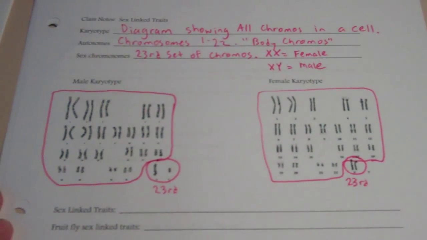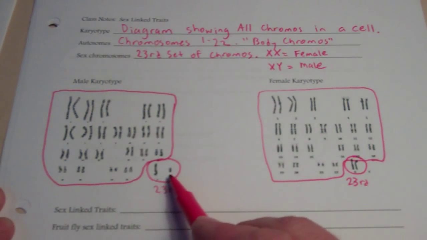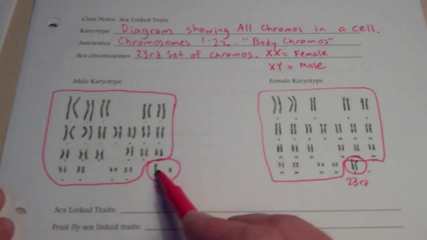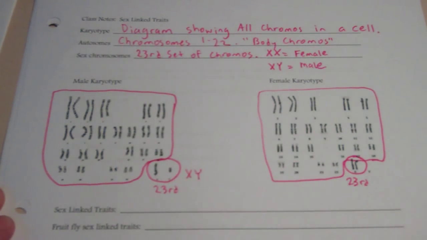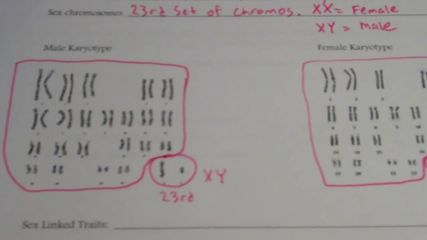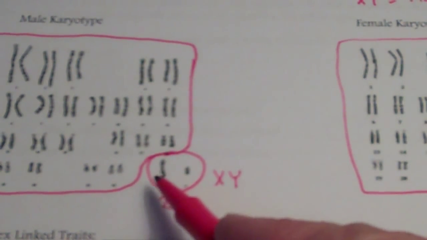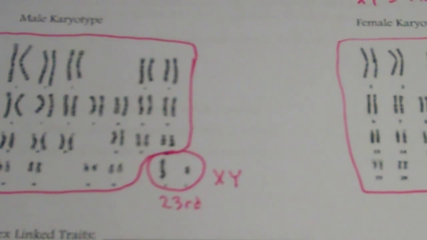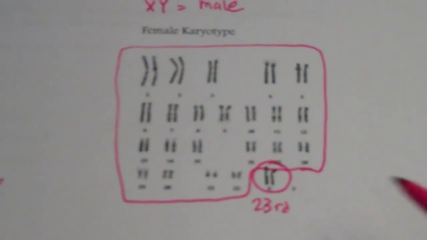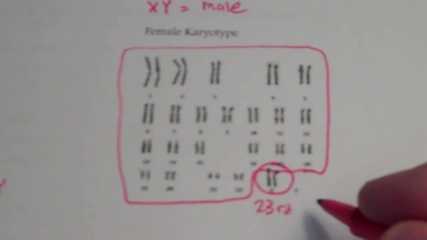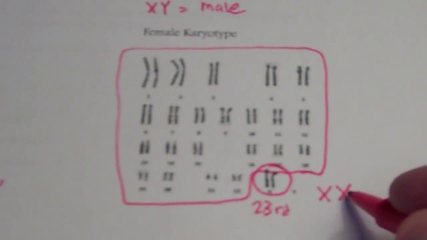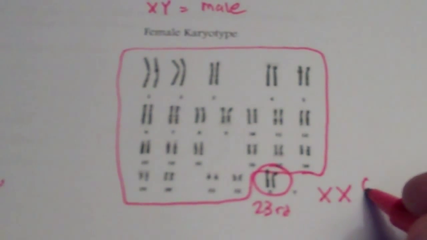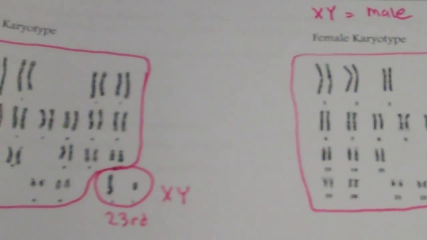Okay? So if you look at this, this is an X and a Y. They do not match. A large and a small means male. The Y is a small chromosome. It doesn't really look like a Y. It's just a small chromosome. So an unmatching pair for the 23rd set means you are male. A matching set, meaning long chromosomes, that's considered XX, and so you are female, okay? So female and male.